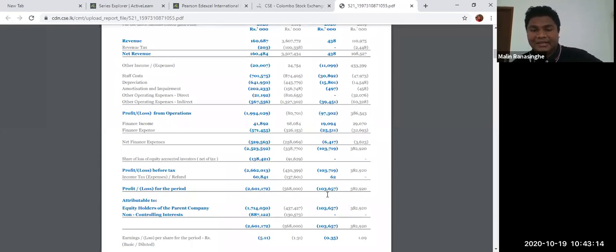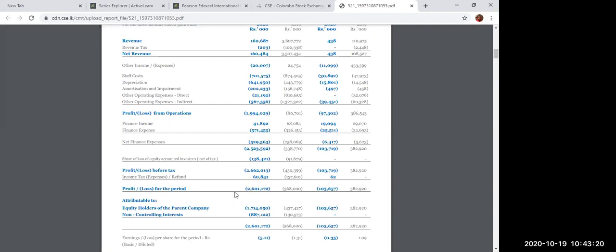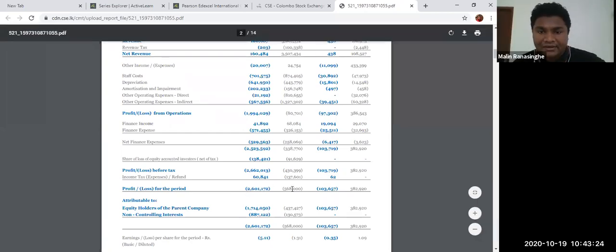Look at the thing, loss making. Group wise pathetic. How much? 2.6 billion loss. Last year also it was a loss, only 500 million loss, but this time 2.6 billion loss for the entire organization. This is the situation, guys.